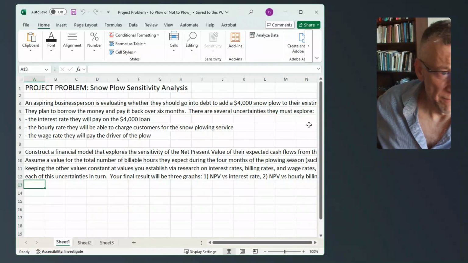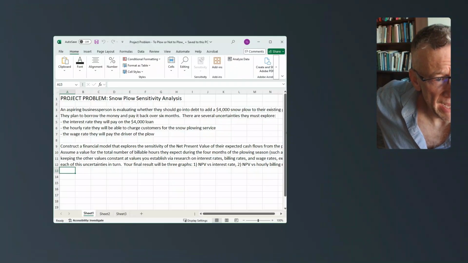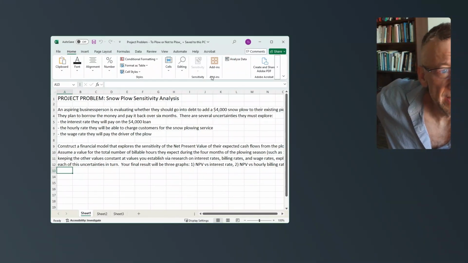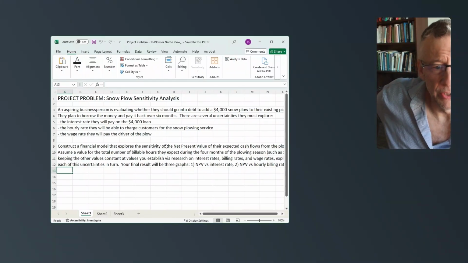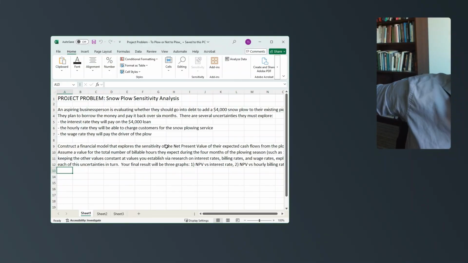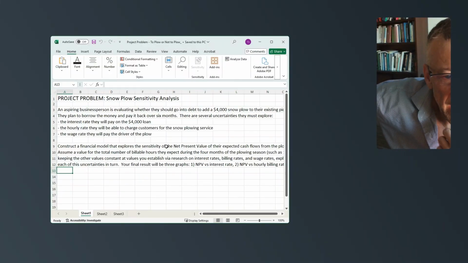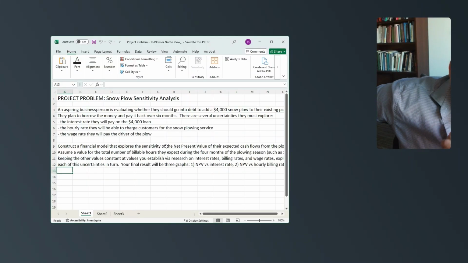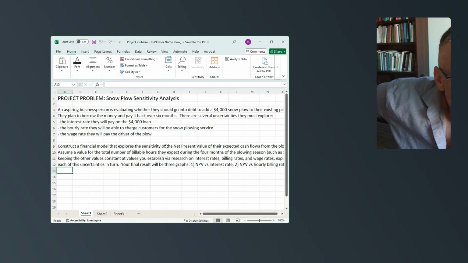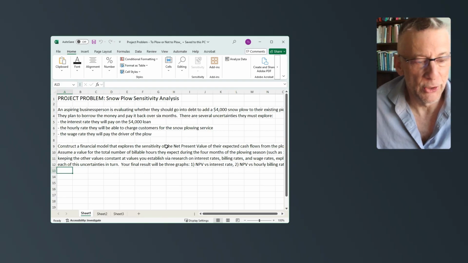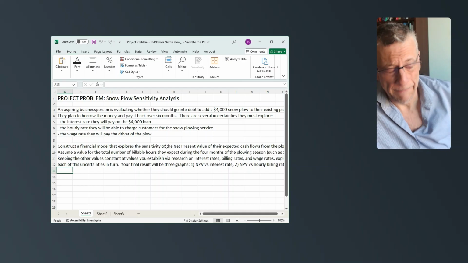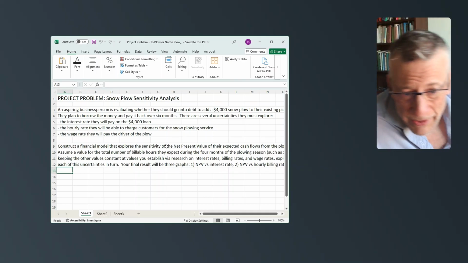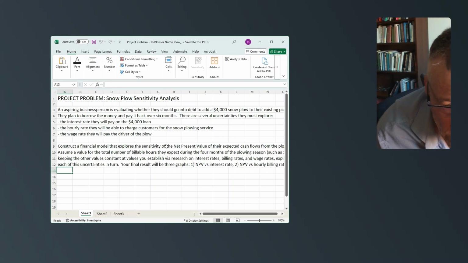To help us understand what building a financial model looks like, I've assigned my systems engineering students this project problem about whether to buy a snowplow. The idea here is that the plow costs $4,000 to add to an existing pickup truck, and the owner of the truck has to borrow the money in a loan.